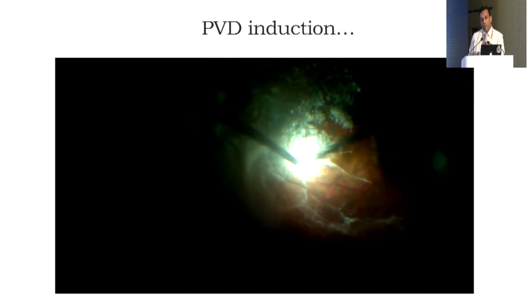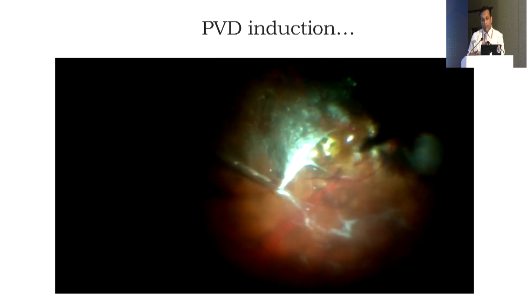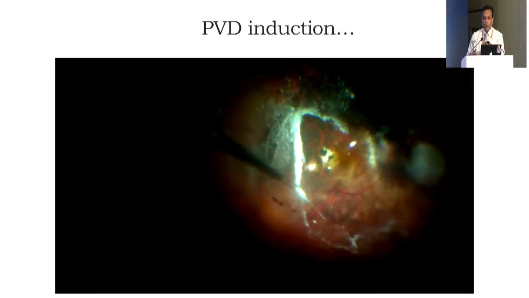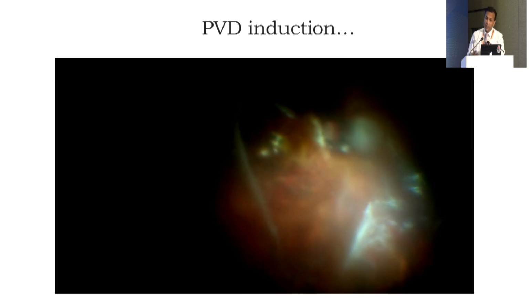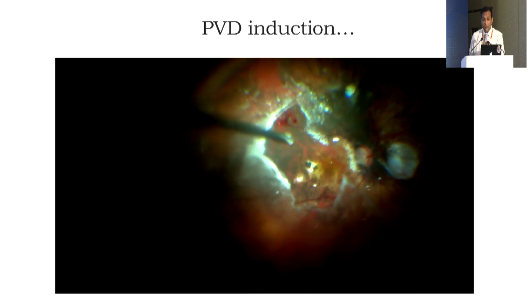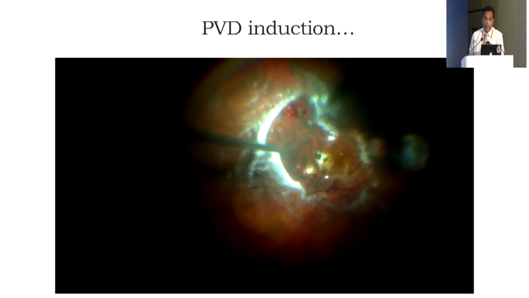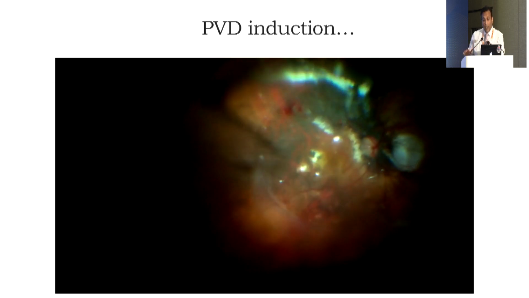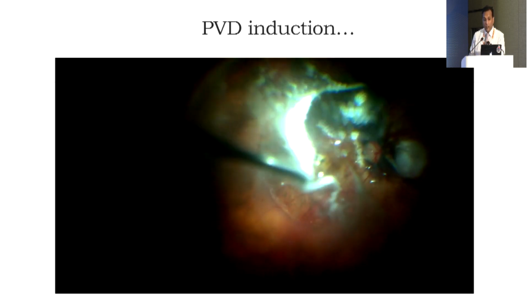Here I'm doing a bimanual technique, and enlarging that cleavage plane with the blunt end of the endolight. We have used this technique a lot in pediatric cases also, and it works wonderfully well in these cases too, because this hyaloid is actually very stuck to the retina, and it will not come out with a cutter.